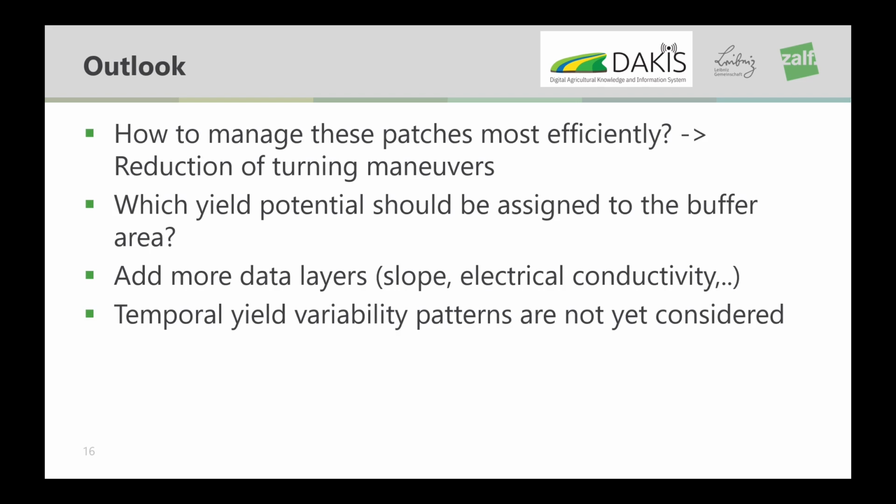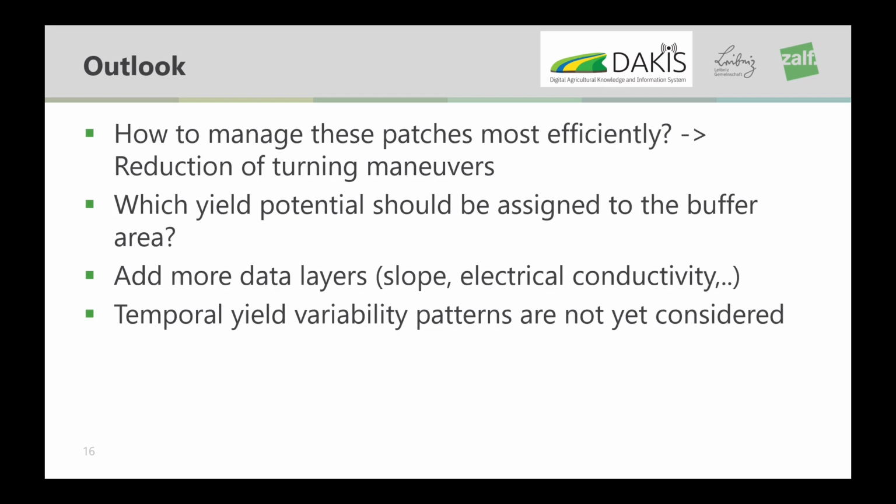It is also not yet clear to which yield potential the buffer area should be allocated. Removing the buffer area is good for removing the erroneous data points, but with that we lose around 1/4 of the whole dataset, which also depends on the size of the field.